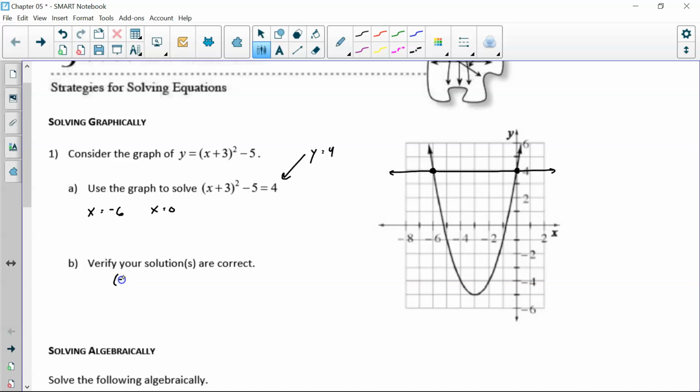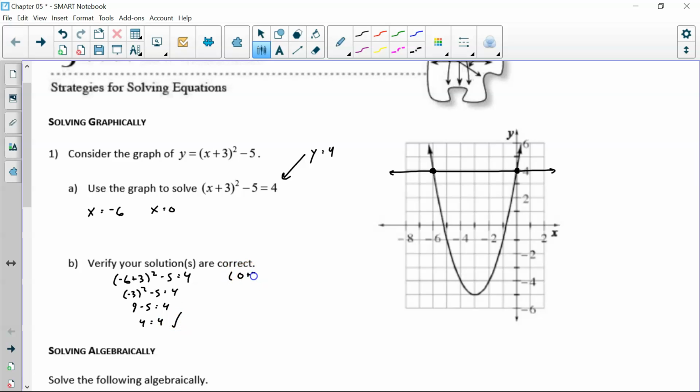So -6 plus 3 squared minus 5, and we should get it equal to 4. -6 plus 3 is -3, squared, minus 5 equals 4. -3 squared is 9, minus 5. So you get 4 equals 4, which is a true statement.